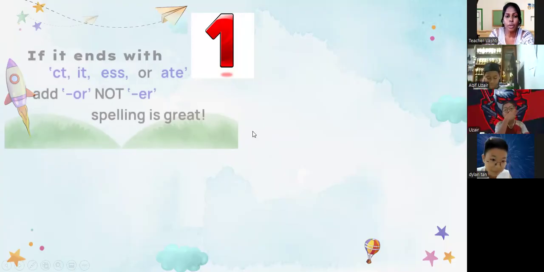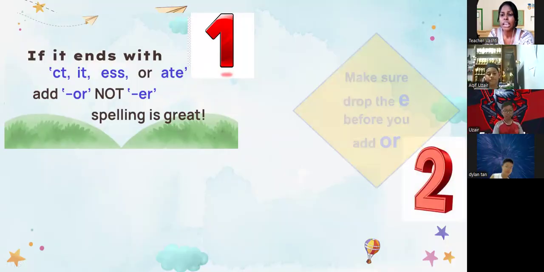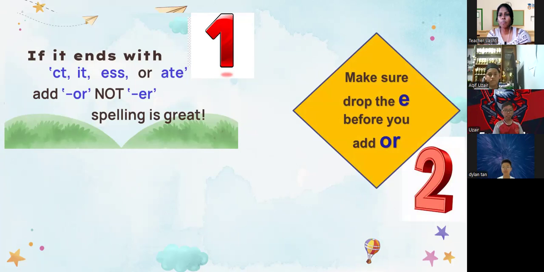Next one, we have number 2. What was the second important thing that you have to remember? Drop the E before you add OR. Okay, excellent, Uzair. Make sure you drop the E before you add OR.